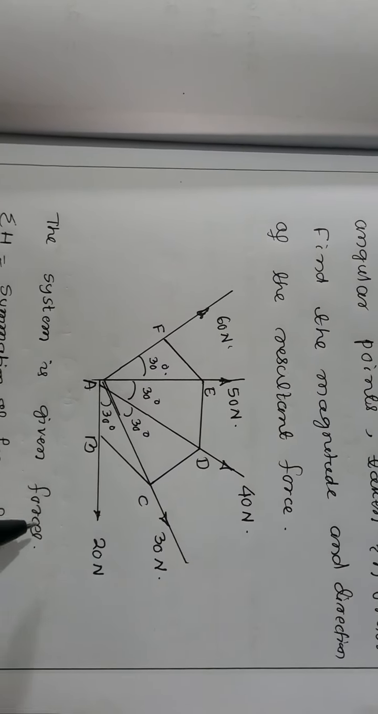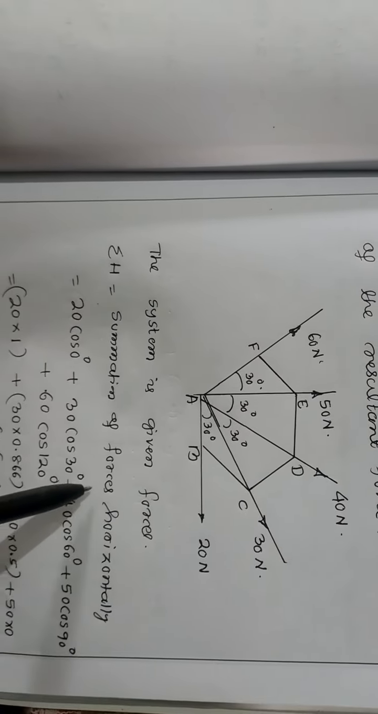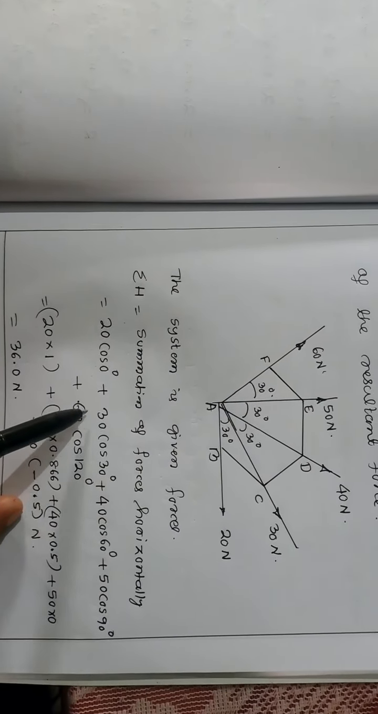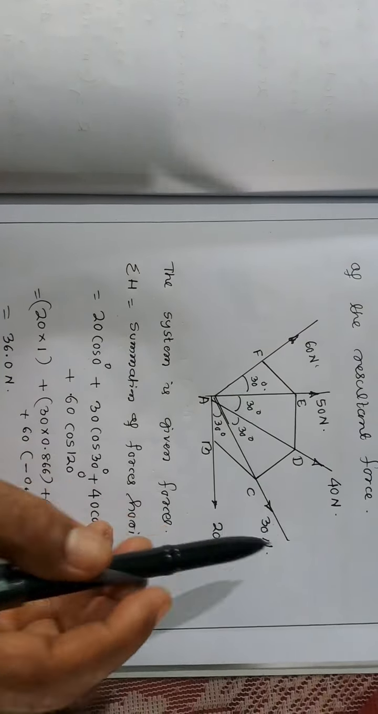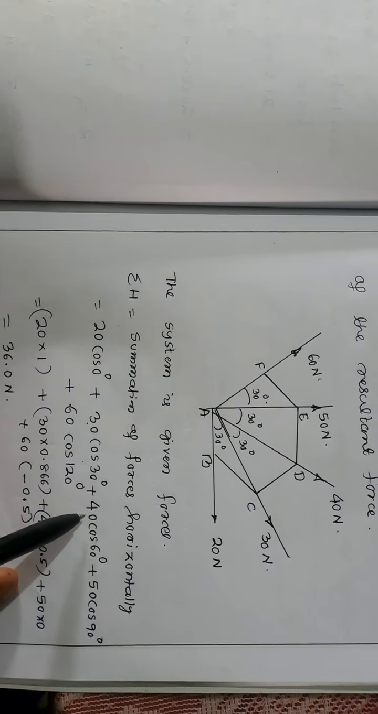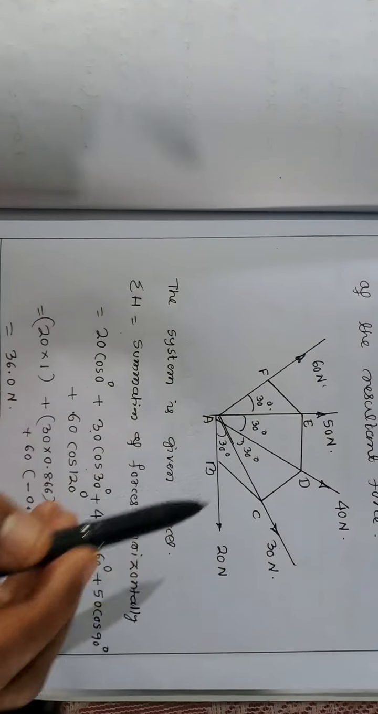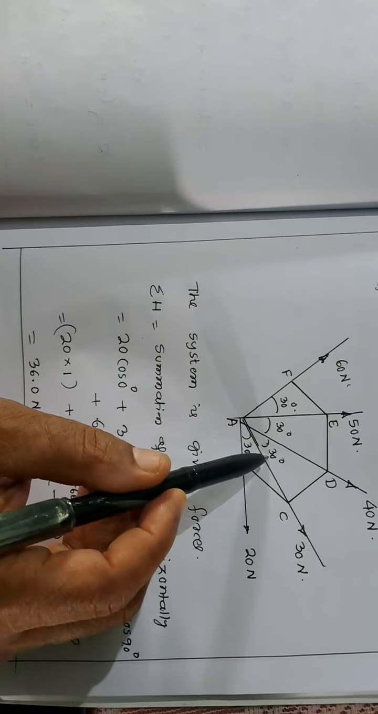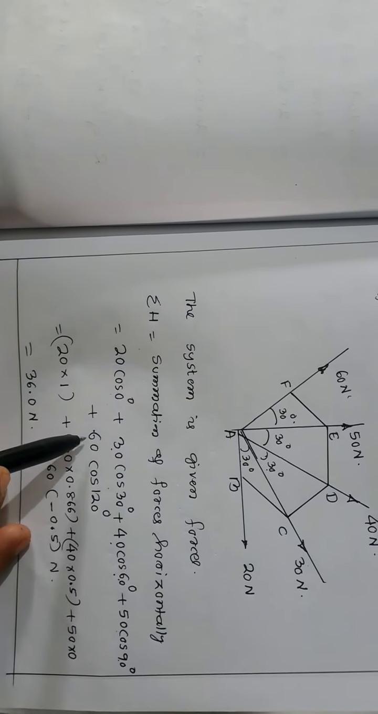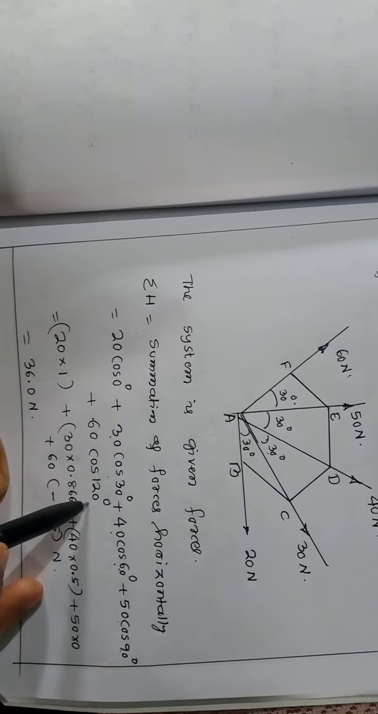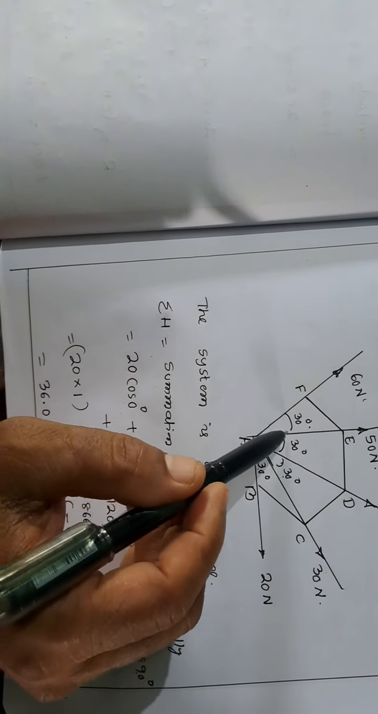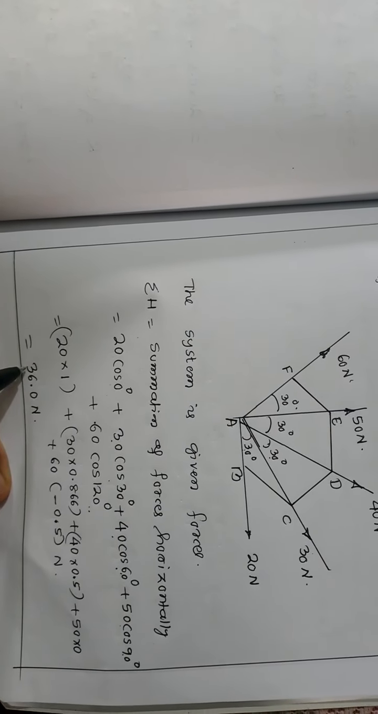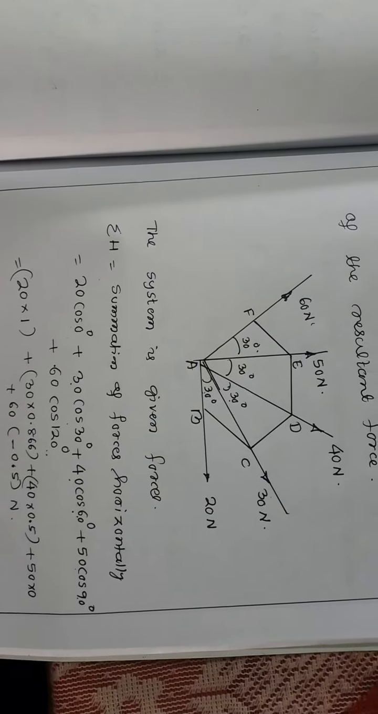This system is given by delta A, summation of forces horizontally: 20 cos 0. This angle is 0. 20 cos 0 plus, this angle is 30, force 30, 30 cos 30 plus 40 cos 60, because 30 plus 30 is 60, plus 50 cos 90, because 30 plus 30 plus 30 is 90, plus 60 cos 120, because this total angle is 90 and this angle is 30, so 120. After calculating from calculator, we have 36.0 Newton.